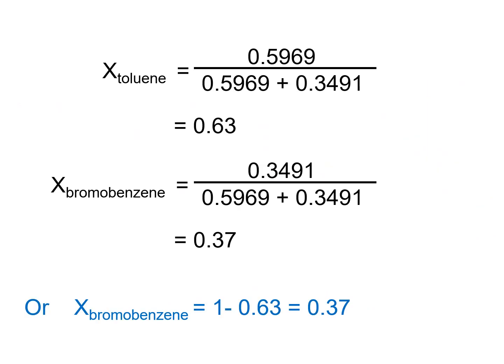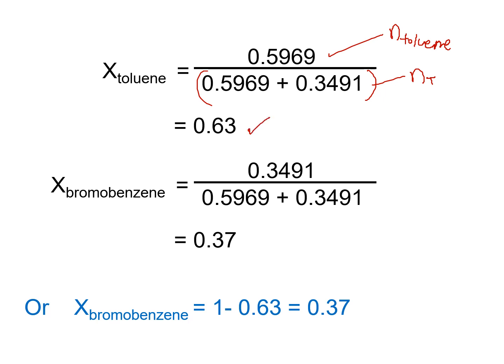Okay, next. You carilah mole fraction of toluene dan juga mole fraction of bromobenzene. Okay. Tadi kita dah tulis general formula untuk nak cari mole fraction of toluene ialah ke atas ni, number of mole of toluene bagikan dengan total number of the components of the two components. Okay. And you dapatlah mole fraction of toluene adalah 0.63.